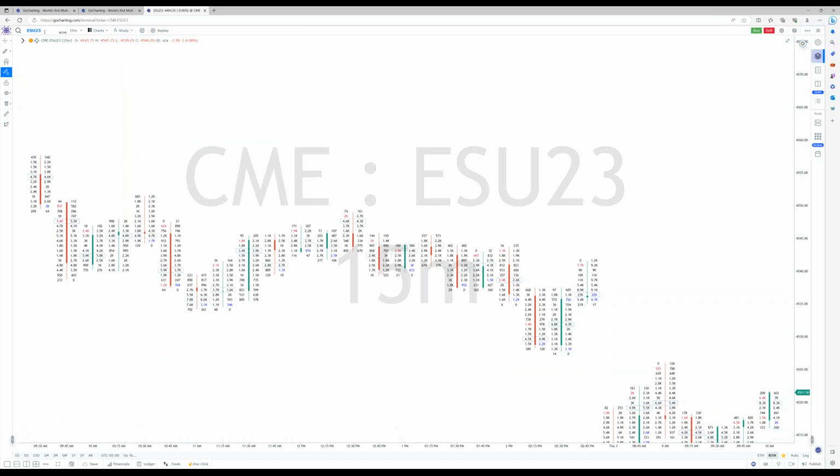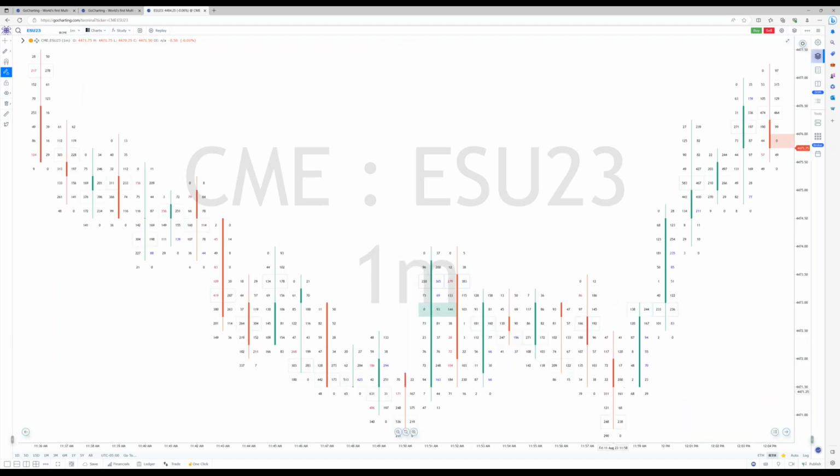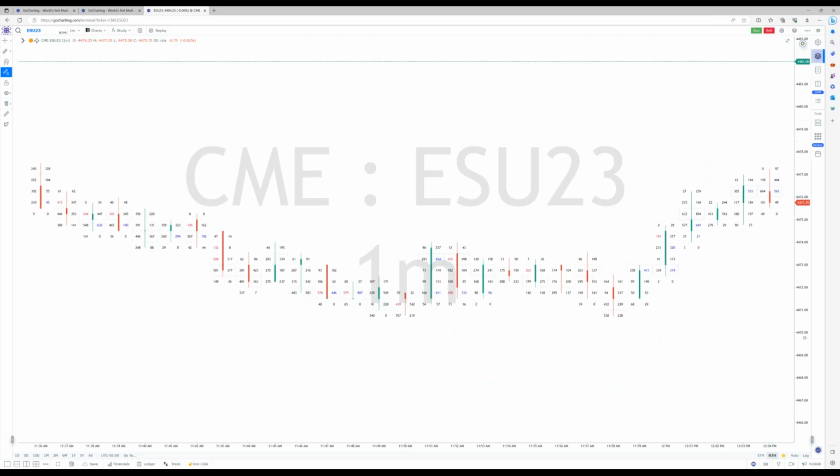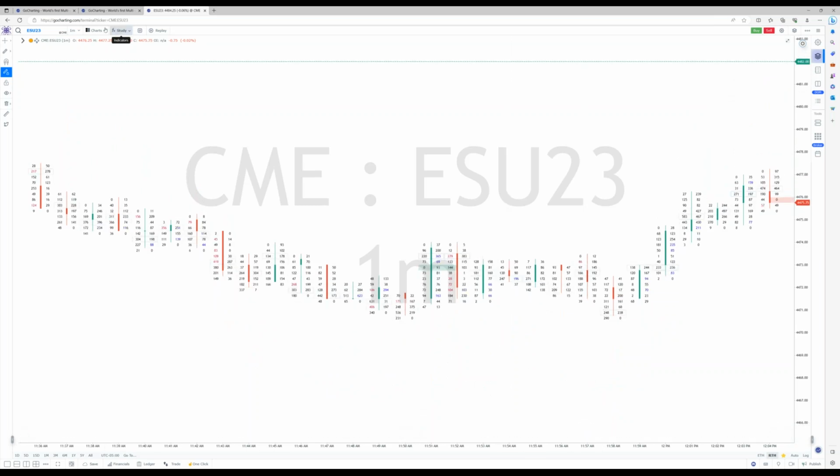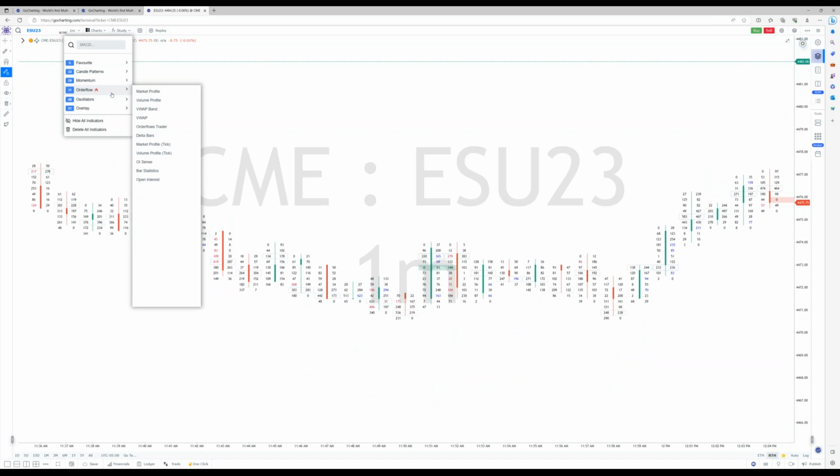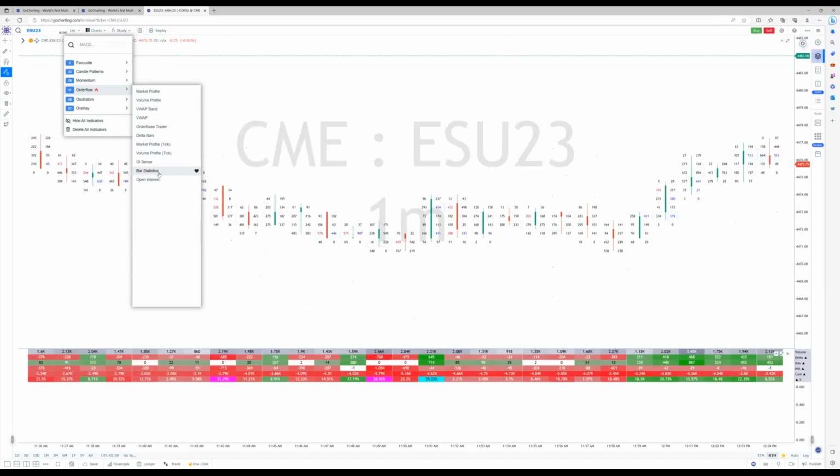Now, people say, well, I want to see bar statistics, right? They're used to seeing volume and delta numbers down at the bottom. So what you've got to do for that is go to study, go to order flow, this one called bar statistics.